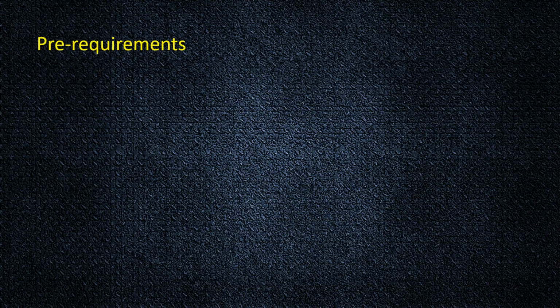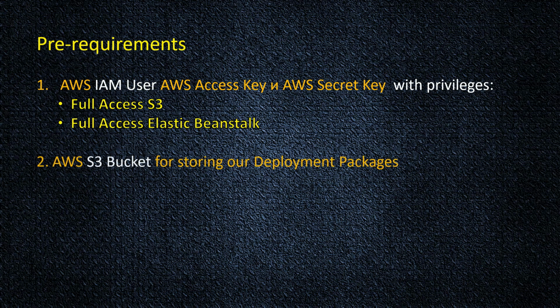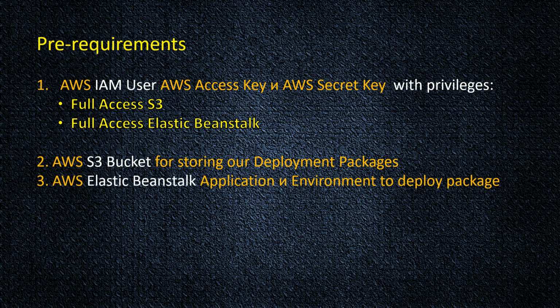So, the prerequisites for this tutorial. We need three things in AWS. First, an AWS IAM user access key and secret key with two privileges: full access to S3 and full access to ElasticBeanstalk. The second one, we need to create an S3 bucket for storing our deployment packages. And the third one, we just need to create an ElasticBeanstalk application and environment to deploy our package. If you're not familiar with AWS, I will show you how to create everything.